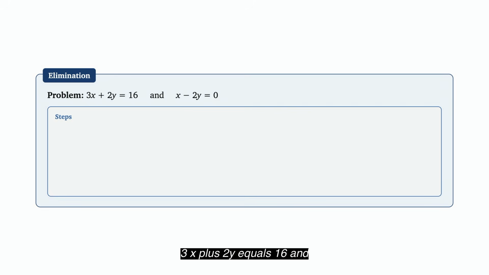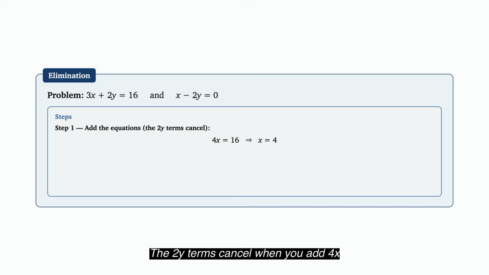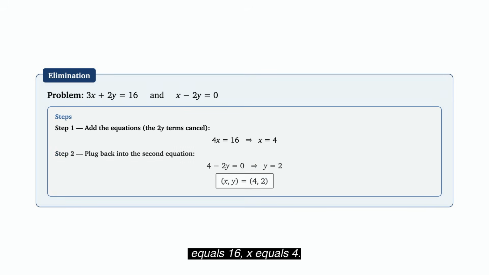Elimination. 3x plus 2y equals 16 and x minus 2y equals 0. The 2y terms cancel when you add. 4x equals 16, x equals 4. Plug back in, 4 minus 2y equals 0, y equals 2.